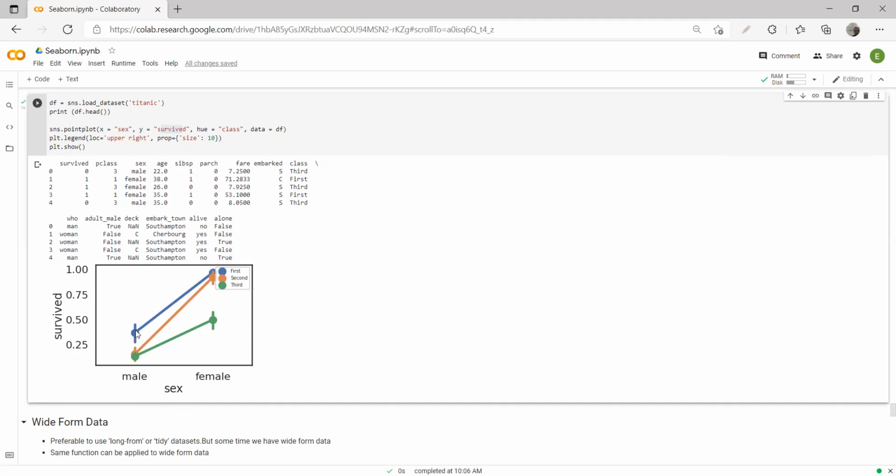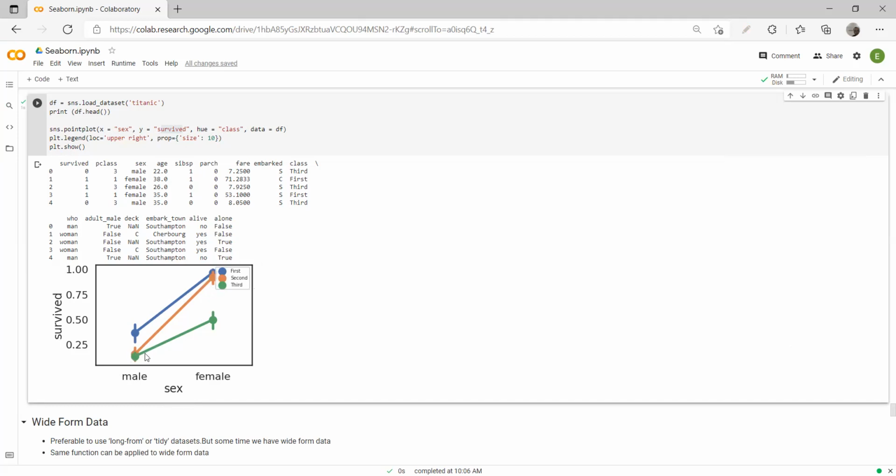So what does it say? The number of males survived is comparatively less as compared to the number of females survived for first class. Second class also, the number of males survived is less than the number of females survived in second class.